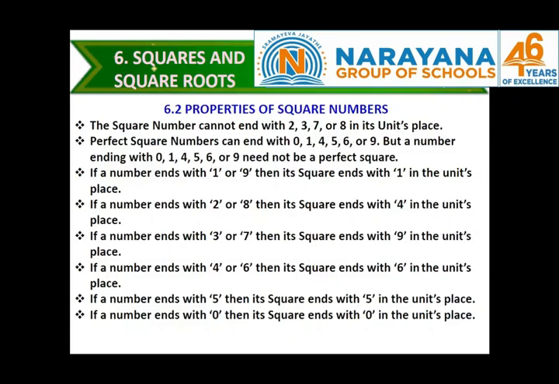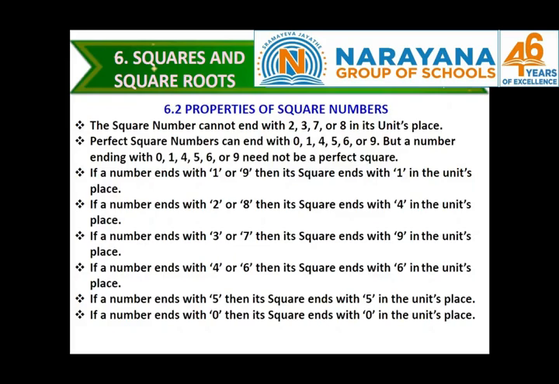Suppose a number 26. We know 6 is not an end digit restricted here. 26 is not a perfect square, but it ends with 6. So the second point is the most important one. The perfect square numbers can end with the digits 0, 1, 4, 5, 6 or 9, but a number ending with these digits need not be a perfect square. The best example is 14. Yes, it ends with 4, but it is not a perfect square. 26 ends with 6, but is not a perfect square. 35 ends with 5, but it is not a perfect square.